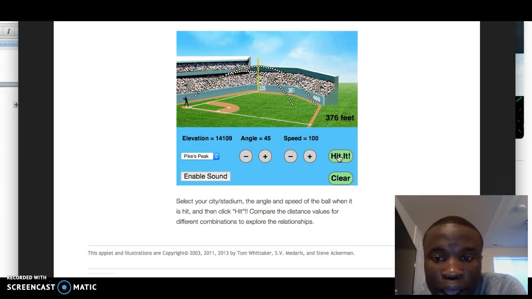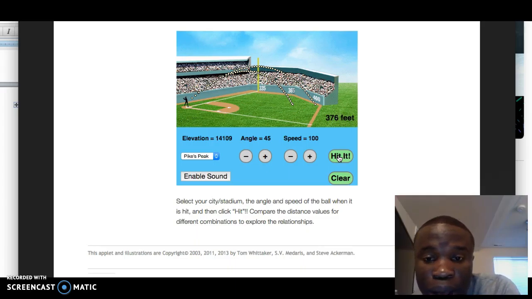Now I can hit the ball about 376 feet, which is pretty good. If I'm a hitter, this is where I want to be. This is the place I want to play, because if I receive the ball at this 45-degree angle and 100 miles an hour speed, it gives me a good chance to get a home run.